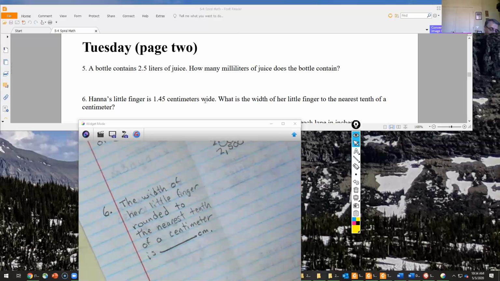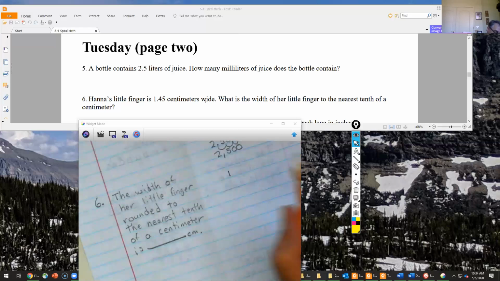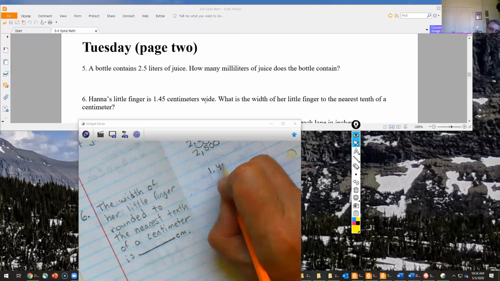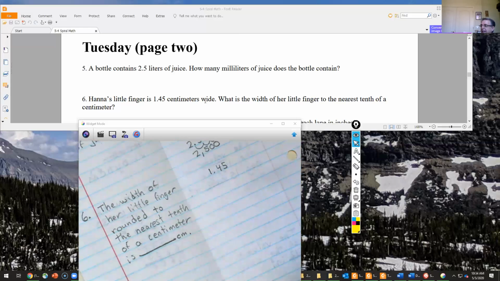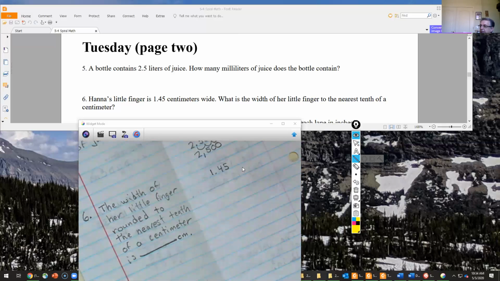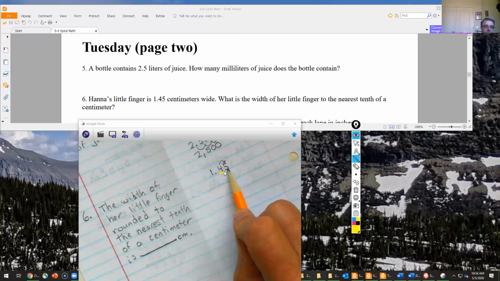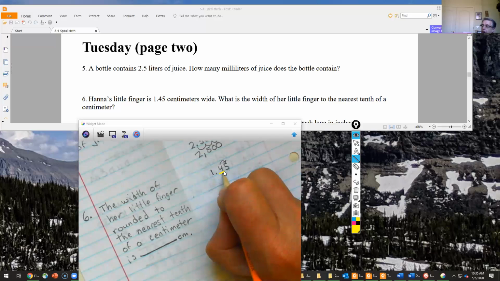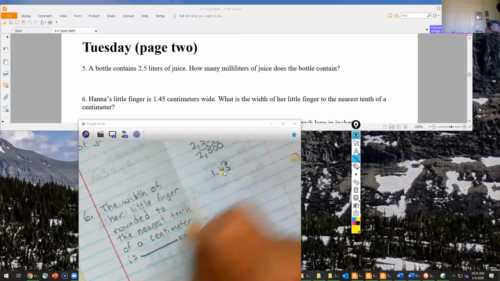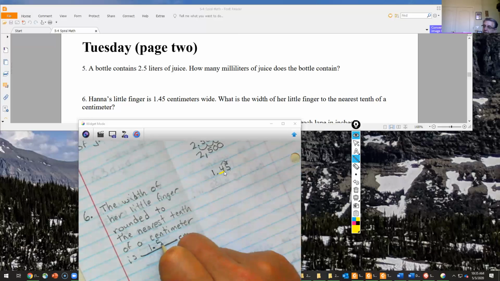And I'm going to look at 1 45/100. The problem asks me to go ahead and round it to the nearest 10th. So my 10th place is right here. So what I'll do is I'll look from my 10th place over to my 100th place. The 100th place is 5. 5 or more, raise the score. That means that I'm going to round up the 1 4/10 to 1 5/10. So the width of her little finger rounded to the nearest 1/10 of a centimeter is 1 5/10 centimeters.